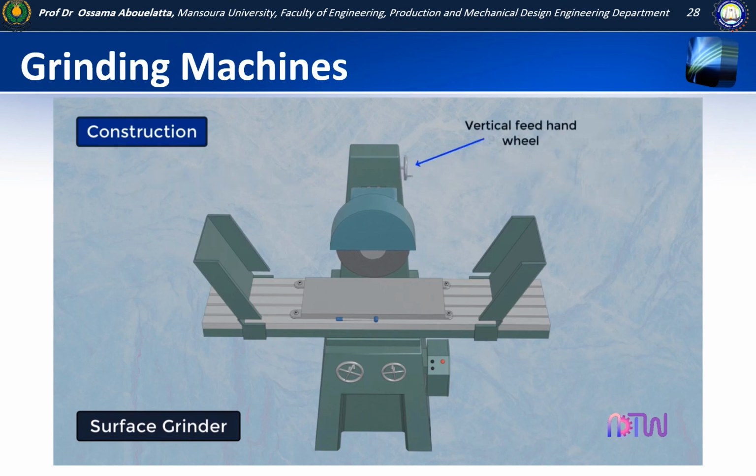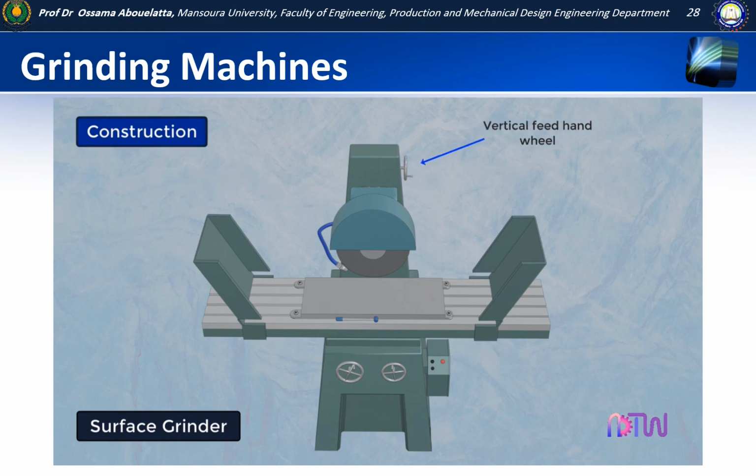This is a vertical feed hand wheel, which gives the motion to the grinding wheel head in the vertical direction. With this wheel we can make the head move up and down. It is employed to give depth of cut. There is a coolant pipe provided that helps in reducing the temperature of the workpiece during the grinding process. The most commonly used liquid as a coolant is water.